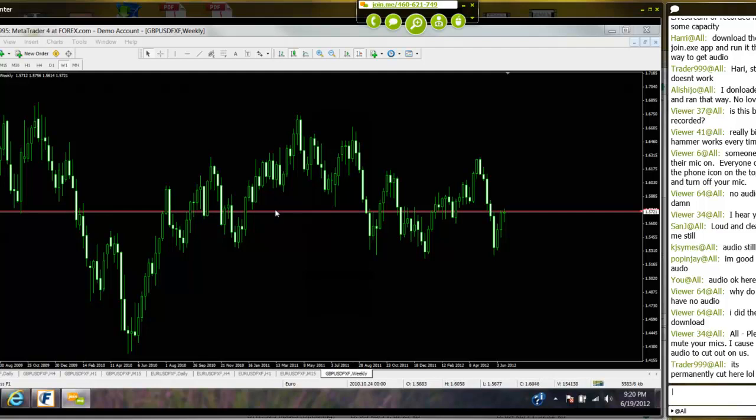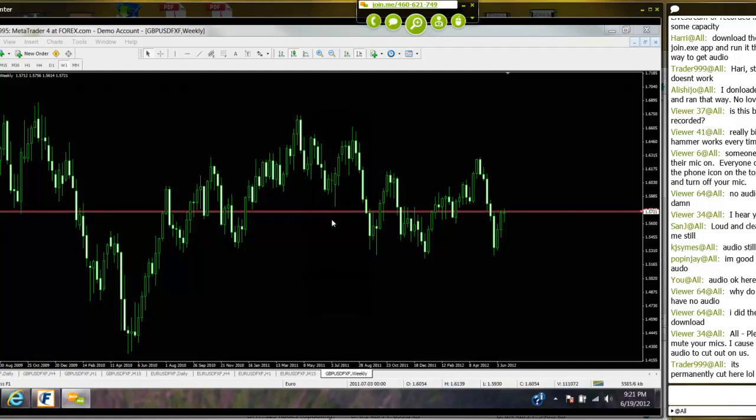Nice railroad tracks in here. The high in here, the low in here, the high of this candle, the body of this candle, the low of this candle, the low of this candle, and the high of this candle. Okay, so hopefully you guys can see this is a very clear level.